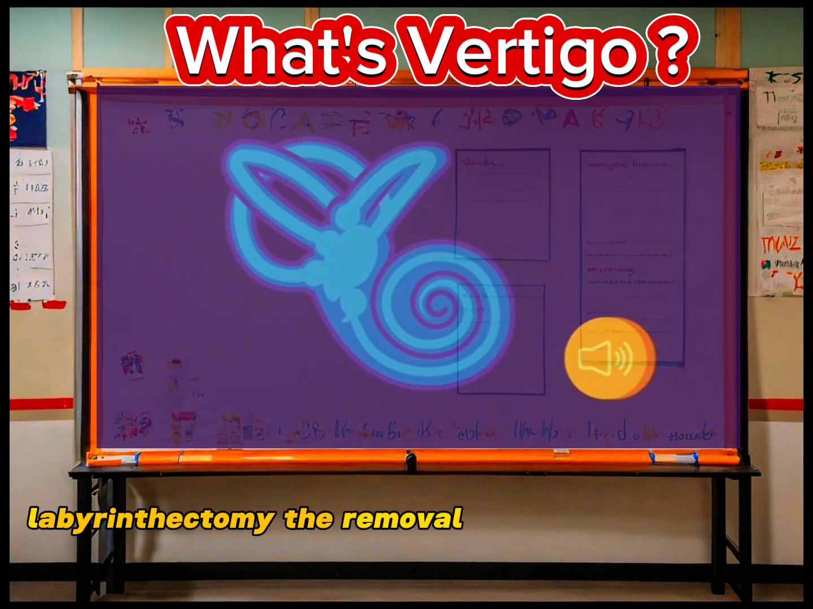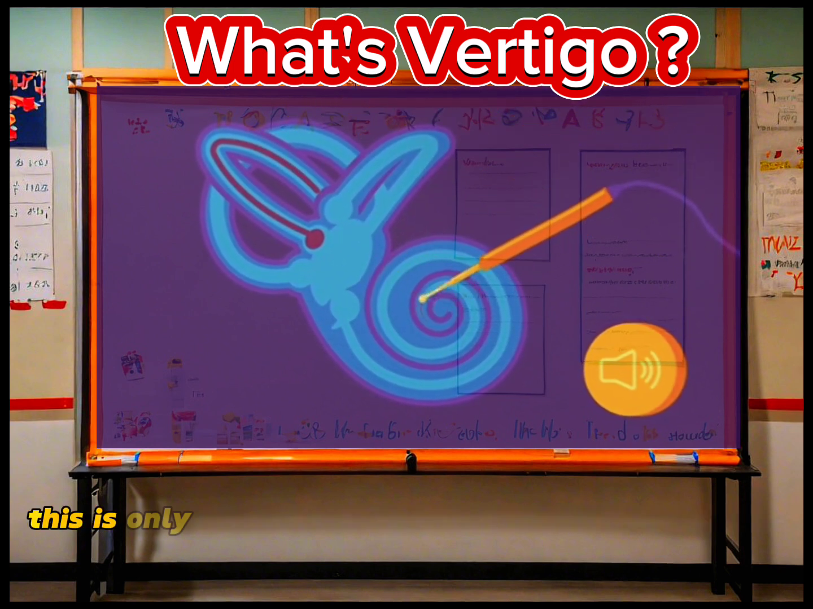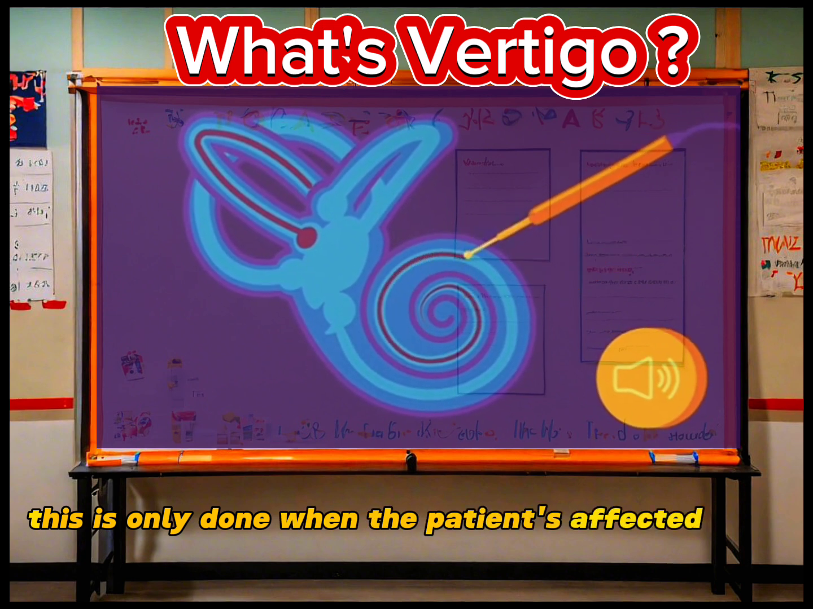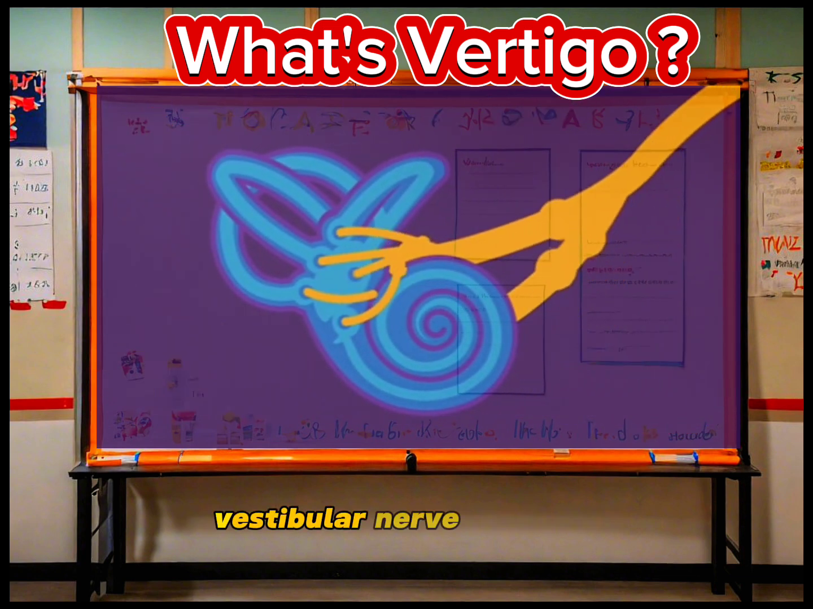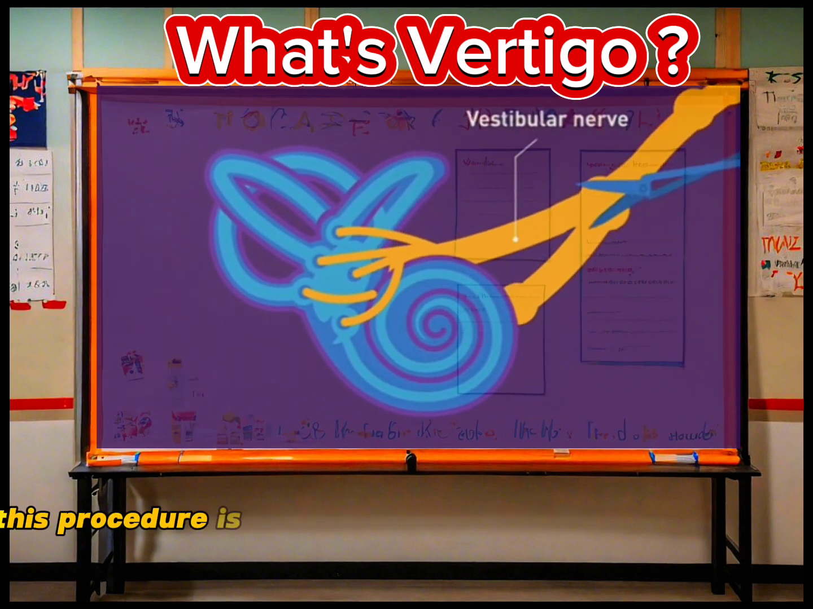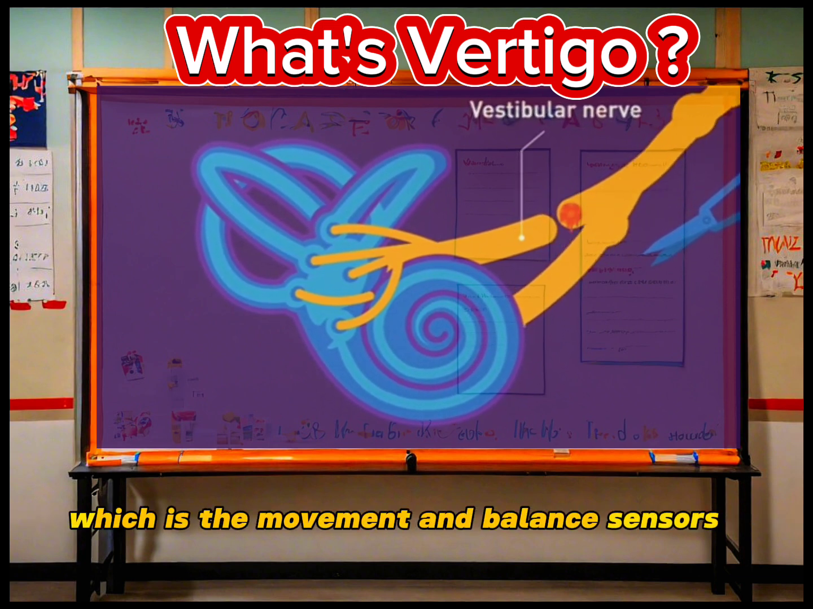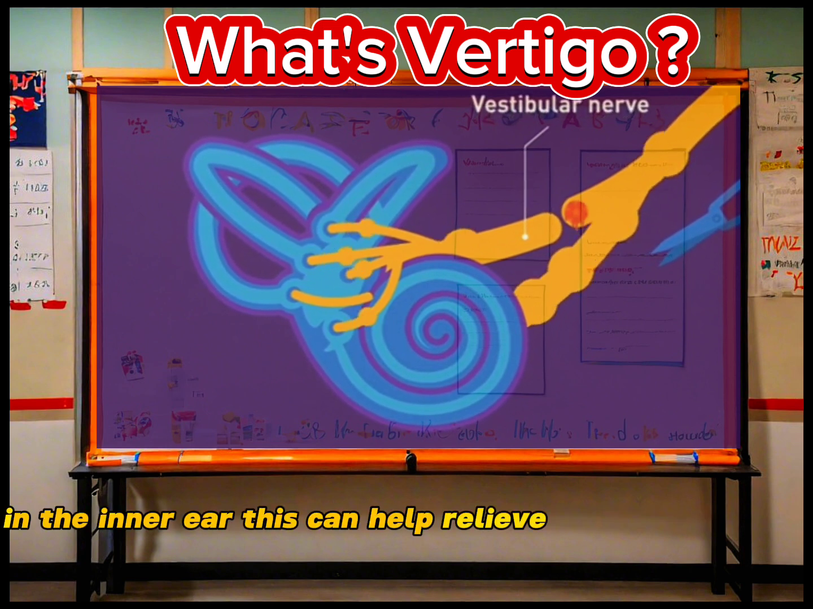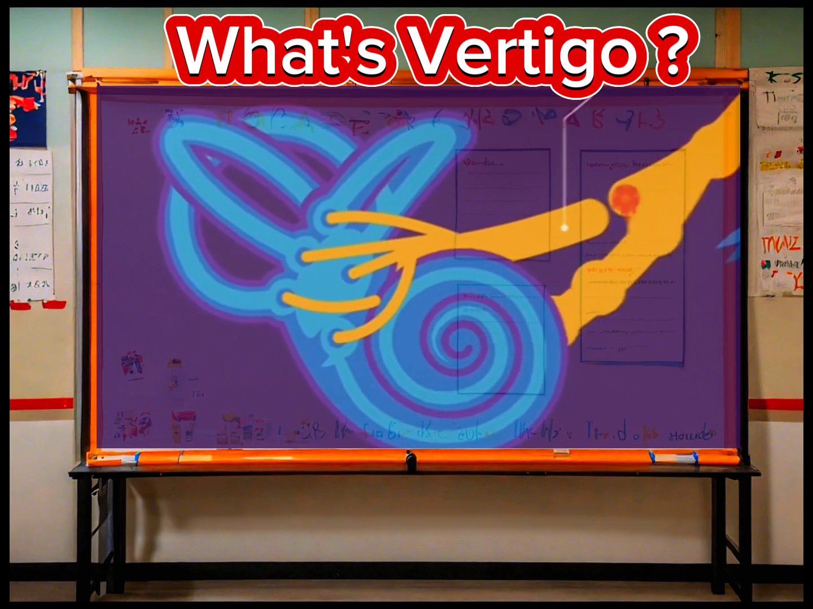Labyrinthectomy. The removal of both the hearing and balance organs of the ear. This is only done when the patient's affected ear already has total hearing loss. Vestibular nerve section. This procedure is done by cutting the vestibular nerve, which is the movement and balance sensors in the inner ear. This can help relieve vertigo attacks and at the same time prevent hearing loss.